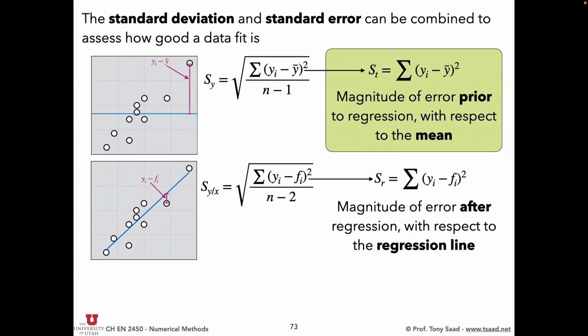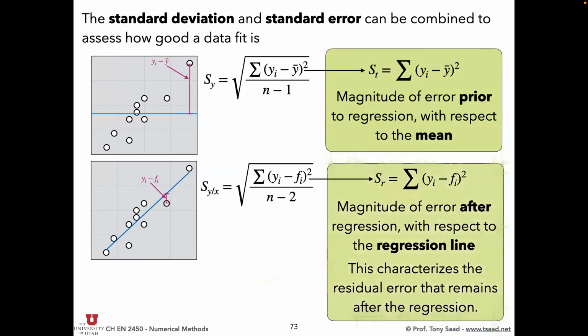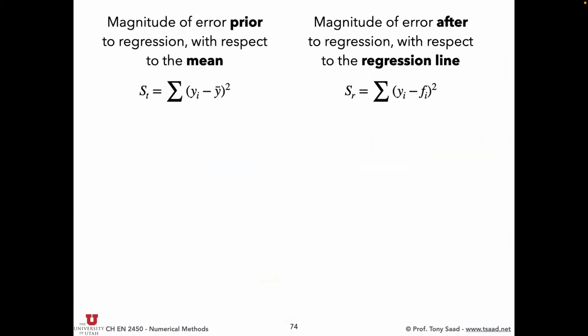Now, remember the slide on the femur length and height. The standard deviation was like 3.14, and then it was cut in half when we did regression. Those are the same things here, S_T and S_R, okay? So this S_R characterizes the error that remains after the regression. I'm thinking, why did I put that statement? Because now it's not very clear. So forget that I mentioned this statement, because it's going to come clear on the next slide, okay?